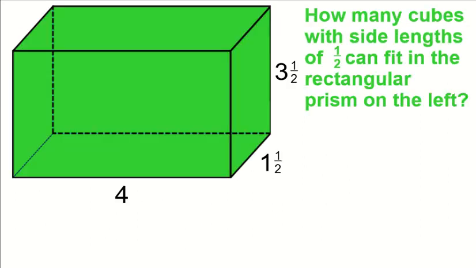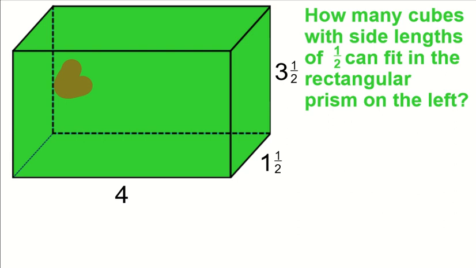All right, so here's one of the other things we can have. We have to see how many cubes that have side lengths of 1/2 can fit into the rectangular prism on the left. So here's how this works. We have two shapes: a big box and a tiny cube. The first thing we want to do is find the volume of the big box. So we go 4 times 1.5 times 3.5.